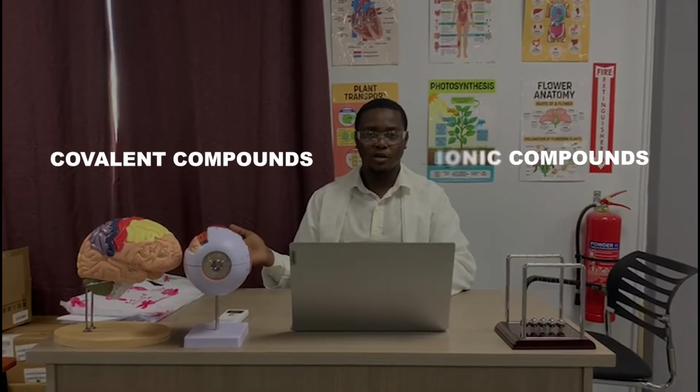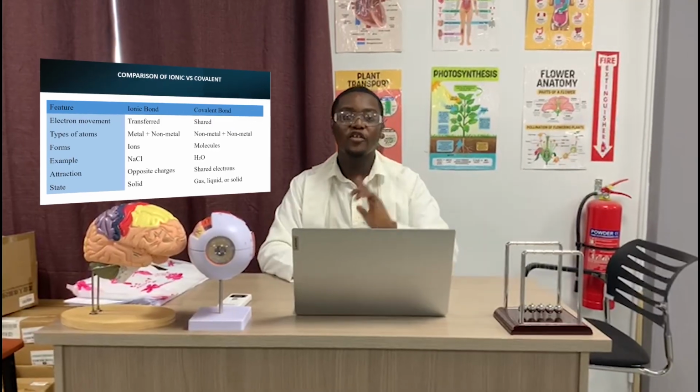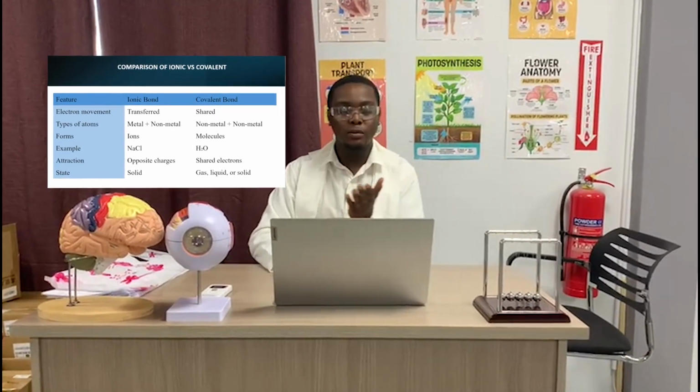Now, some examples of covalent compounds are water, which means oxygen shares with two hydrogen ions, carbon dioxide, and oxygen gas. So we've looked at ionic compounds, we've looked at covalent compounds. Now we're going to do some comparison between the both. Now, the features we're going to be looking at, the first one includes electron movements.